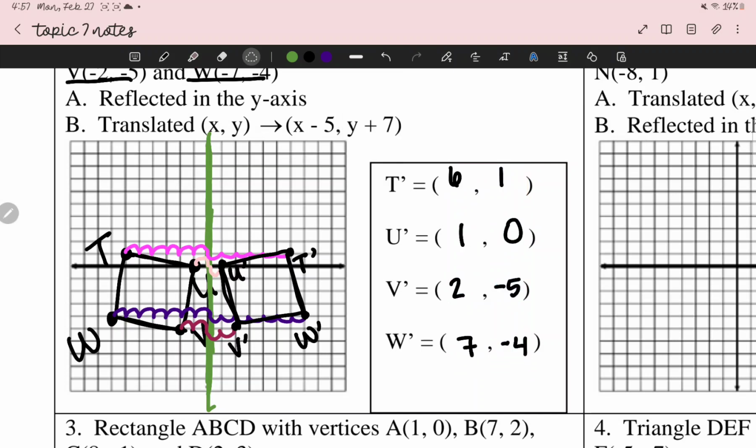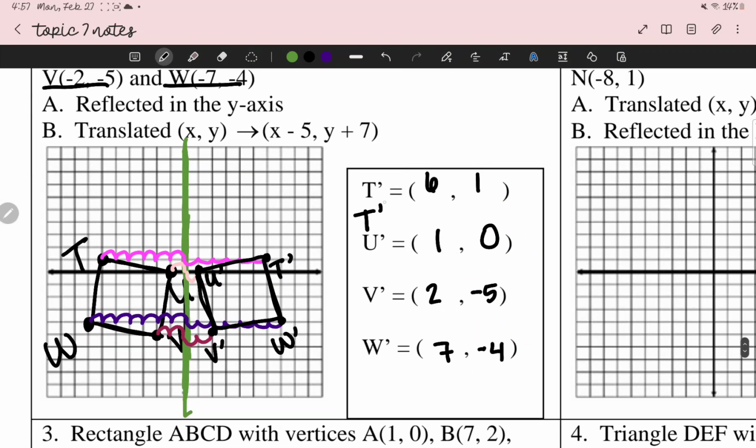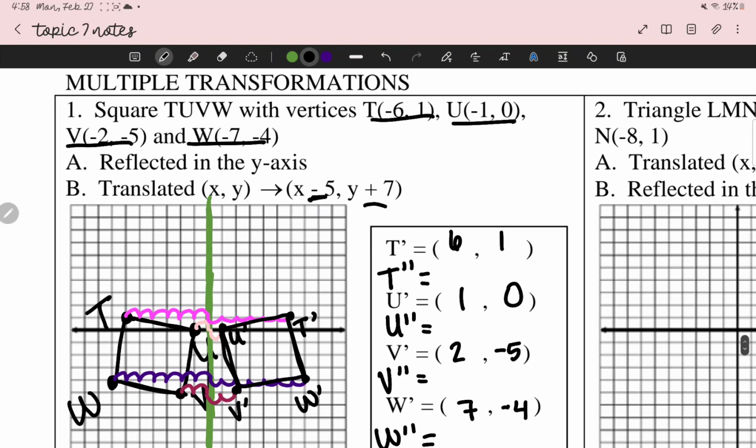All right, so my actual one, I'm going to call it T prime prime, U prime prime, V prime prime, and W prime prime. And the only reason I'm doing it is because 1, I messed up, but 2, it could help you to understand that we've done 2 transformations instead of just 1. So we're going to do it one more time, where this time we're going to do exactly what the translation tells us to do. And our translation says that we're going to go left 5 and up 7. Okay, that's what this is telling us to do.